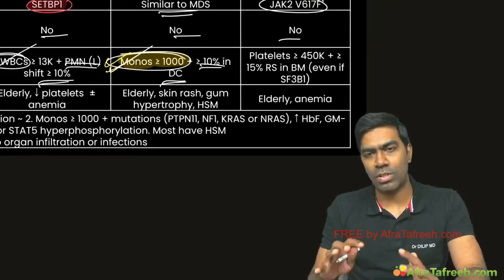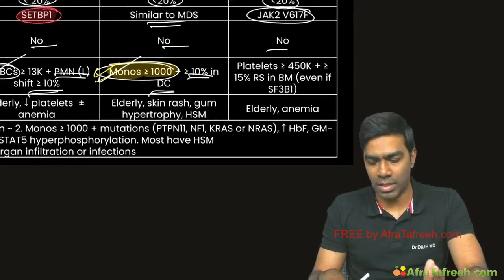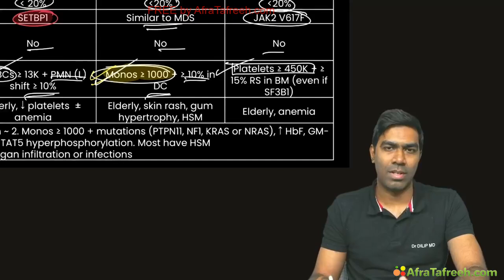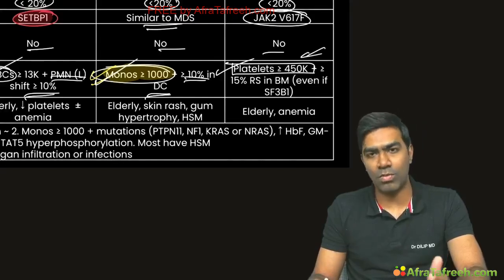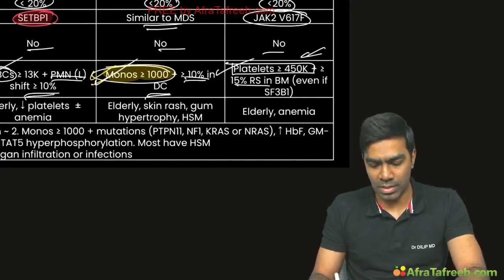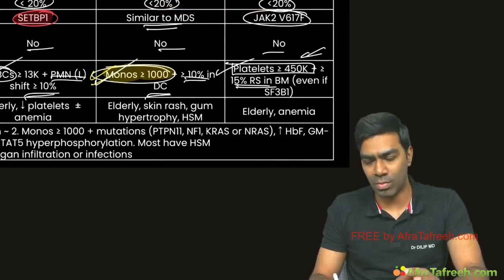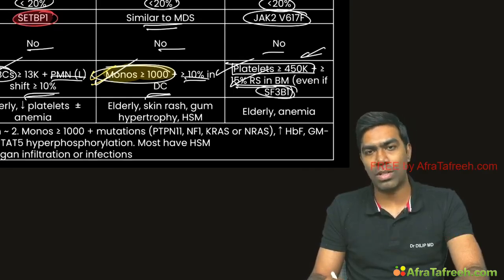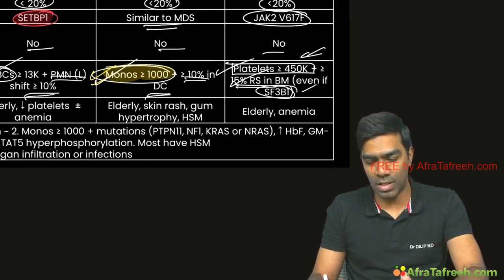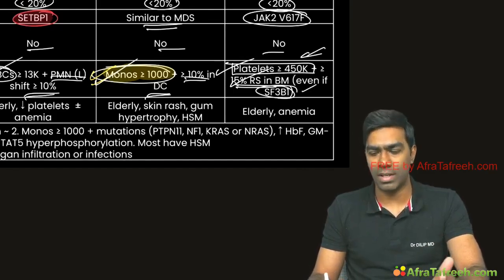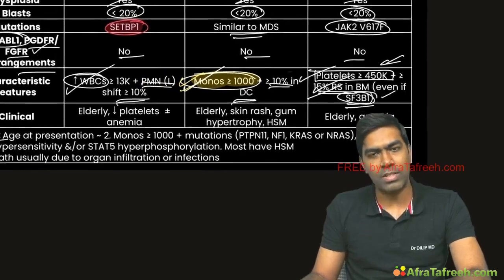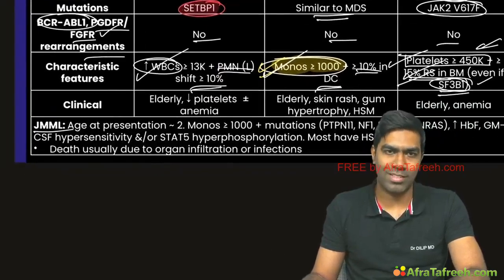When you talk about MDS/MPN with ring sideroblasts, the most important feature is thrombocytosis. Patients are going to have a platelet count of more than 450,000, plus you should have more than 15% ring sideroblasts in the bone marrow. Remember, I told you for a pure MDS, if the patient has an SF3B1 mutation, the cutoff is 5%, not 15%. But in an MDS/MPN overlap like this, even in the presence of SF3B1 mutations, the cutoff for ring sideroblasts is 15%, not 5%.